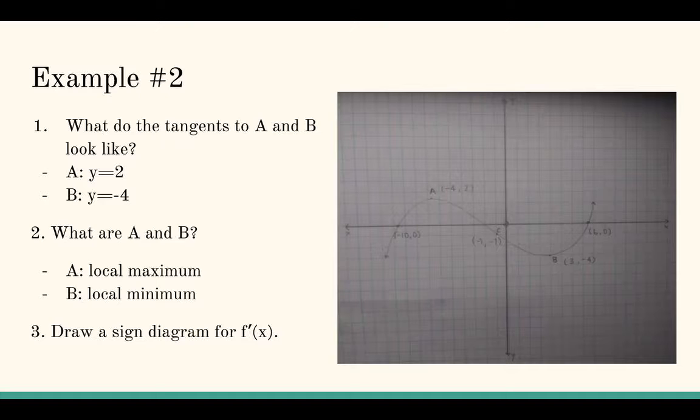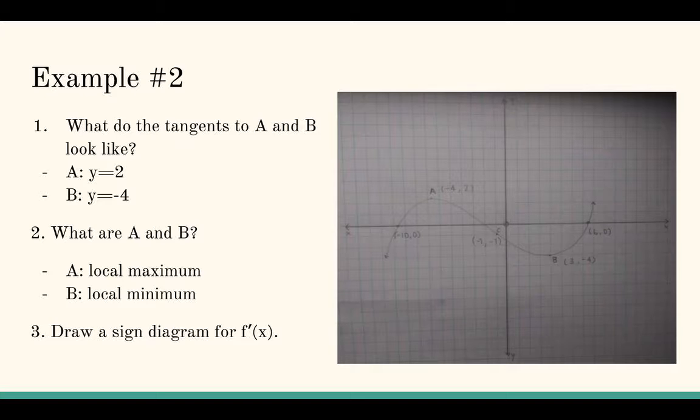So here's an example. First, you must take a look at the graph to the right and locate where points A and B are. A is located at negative 4, 2, where x equals negative 4 and y equals 2, and B is located at 3, negative 4, where x equals 3 and y equals negative 4. We also have another stationary point, negative 1, negative 1, and then we have 2 points where it meets the x-axis.